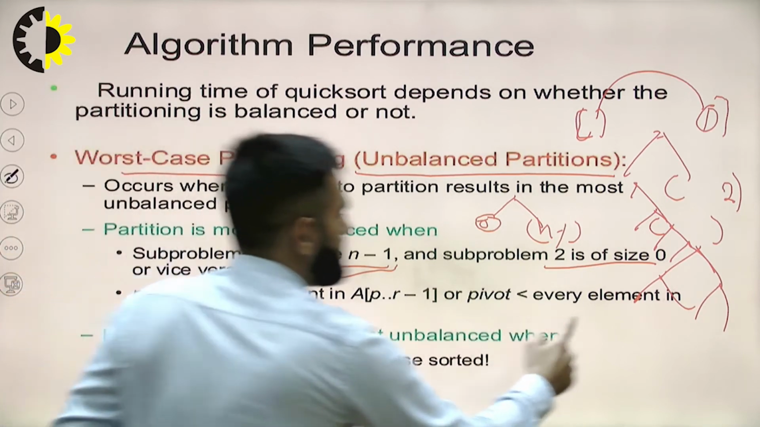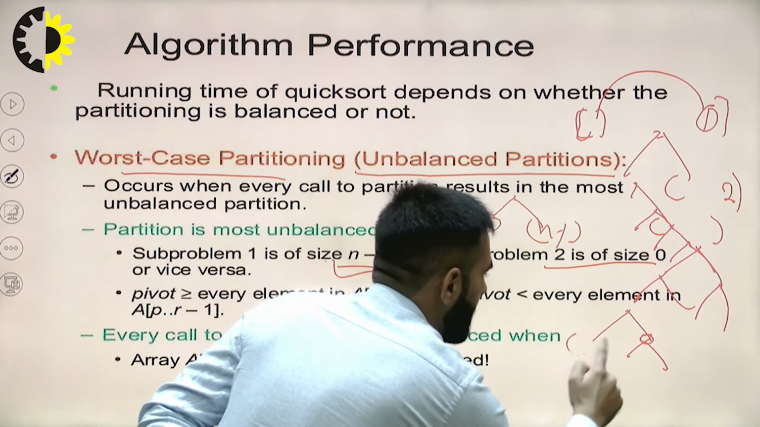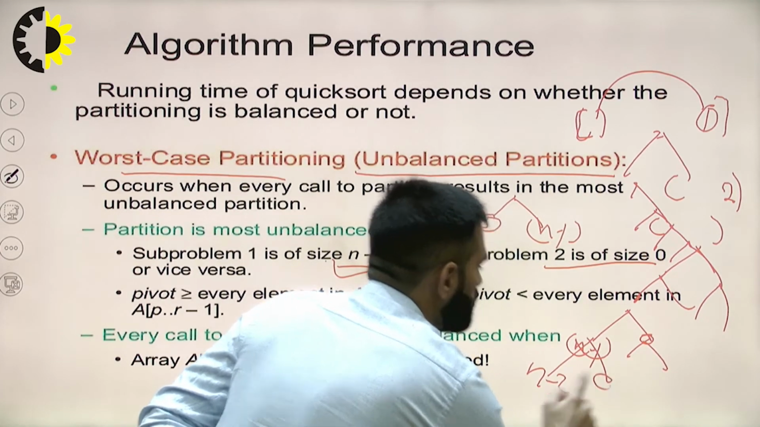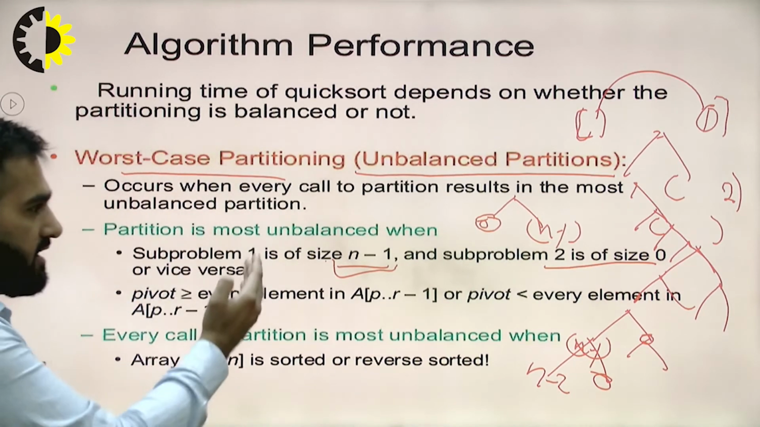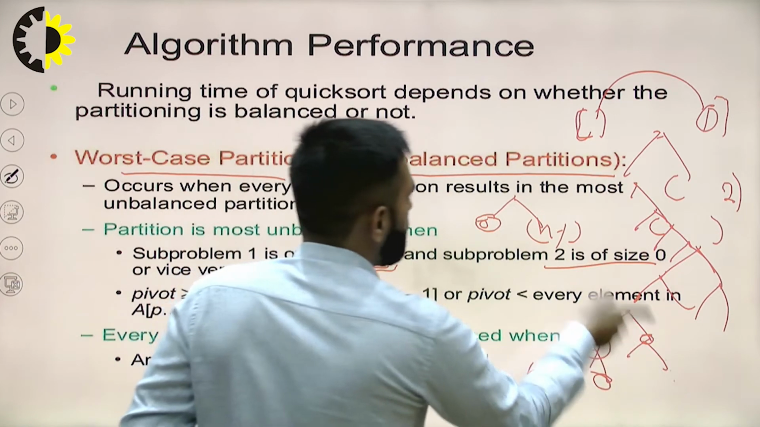Maybe this could be the case: always 0 and n-1, then again n-2 and 0 partitioning, either the left gap or the right gap. So both of these are cases of worst case partitioning.